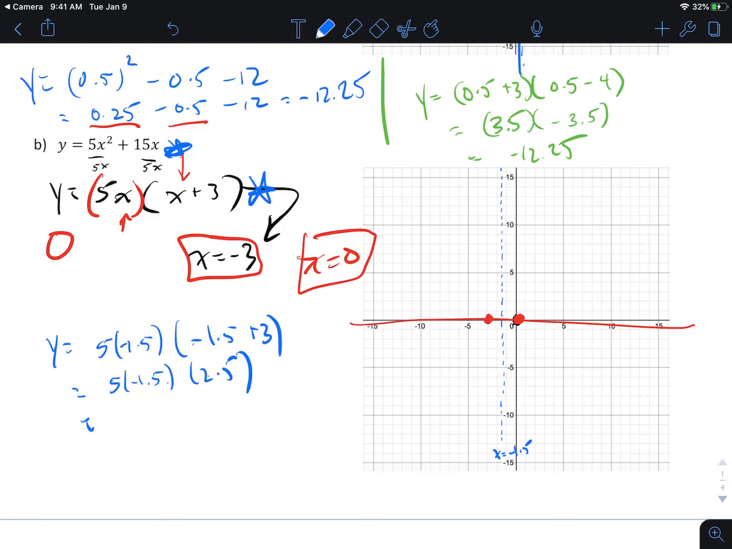So negative 1.5 squared. I got 11.25. How do we get 2.5 from negative 1.5 plus 3? No, because it would be 1.5. Because negative 1.5 plus 3. Okay, maybe that's what I did. Maybe I made a mistake. Yeah, you're right. Okay, so this should be 1.5. Is that what you had, Ashley? Okay, so negative 7.5 times 1.5.